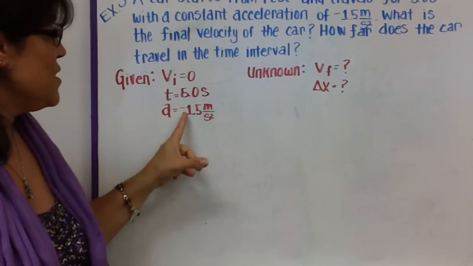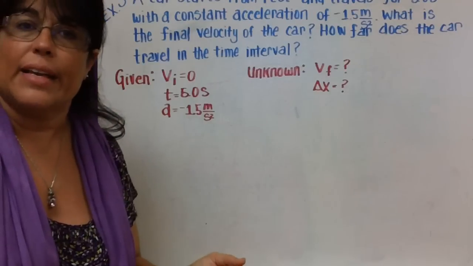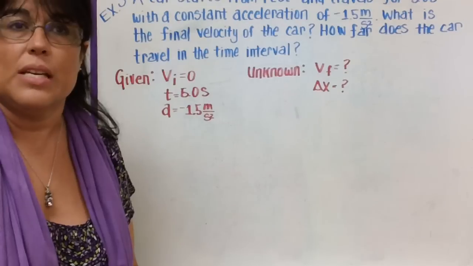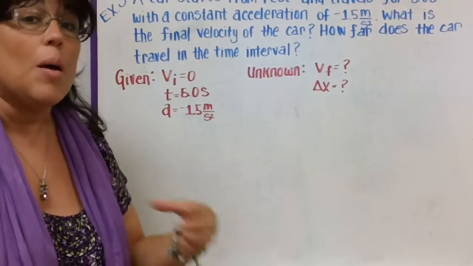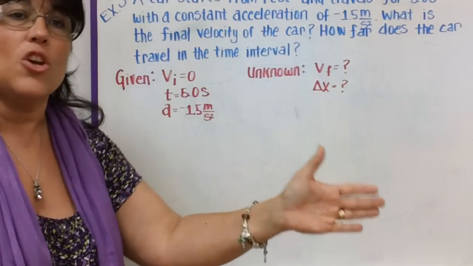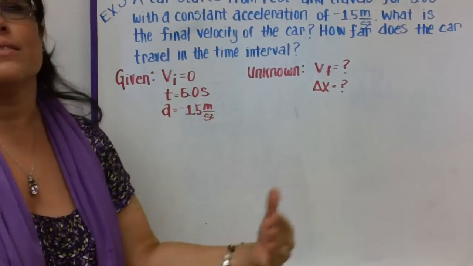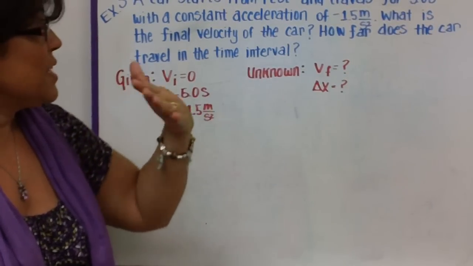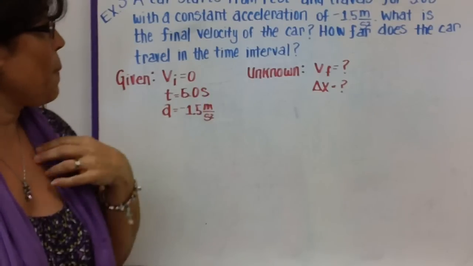Our acceleration is negative 1.5 meters per second squared. It's important for that negative. Remember from the previous lesson, what does a negative acceleration mean? Well, it can mean many things, but because we're choosing that this car is moving in a positive x direction, we know that the negative is telling us that it's slowing down. So we know that this car is going to be getting slower and slower and slower.